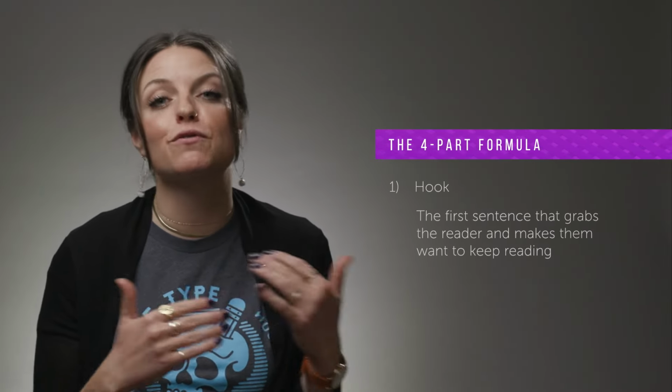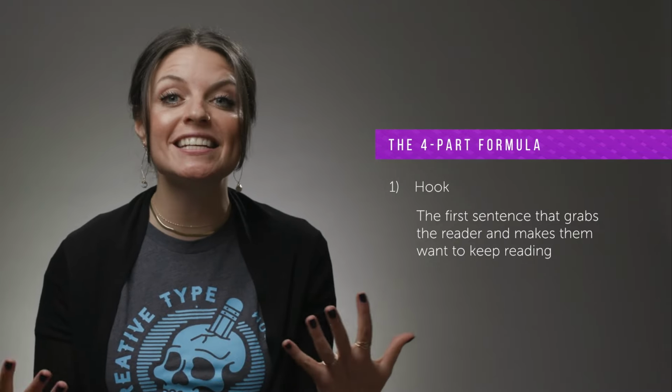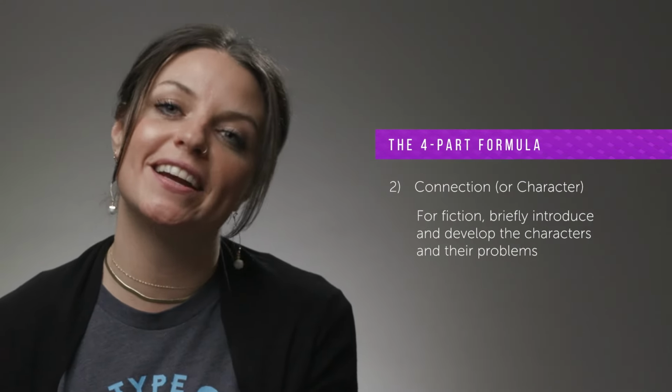All right, so how do you write a book description? So most book descriptions can be broken down into 4 parts. The first part is the hook. So this is the first sentence that entices the reader to keep reading. Number 2 is connection or character.